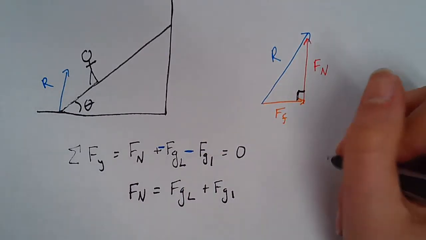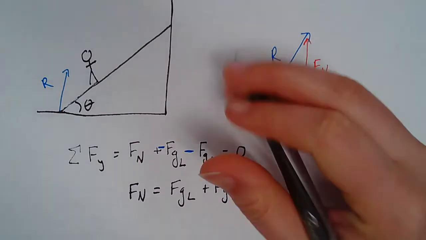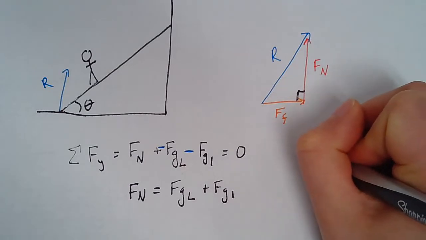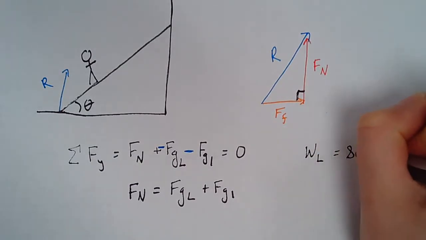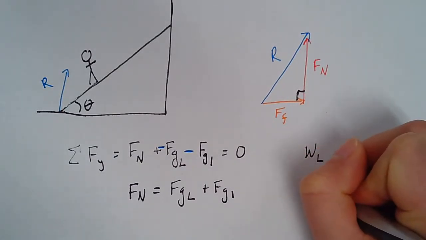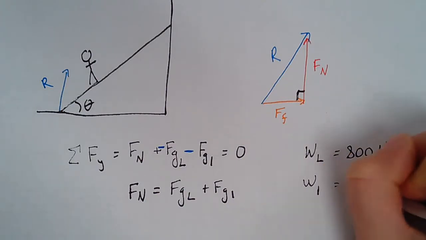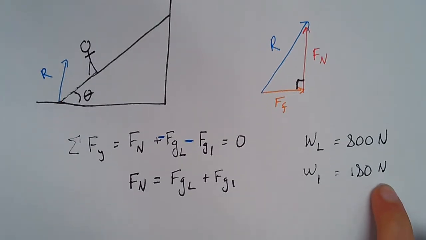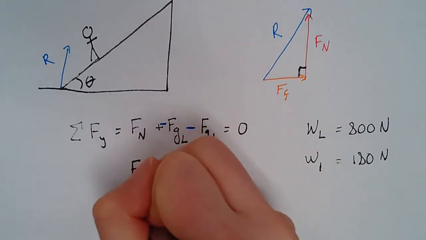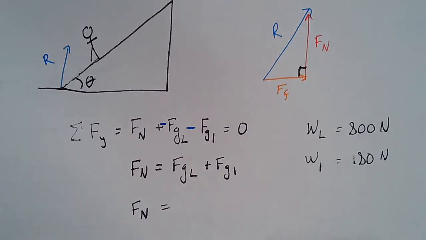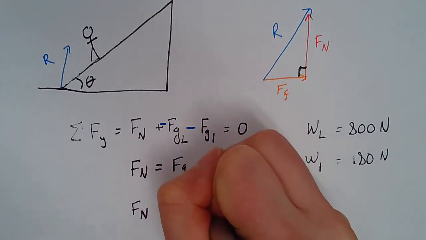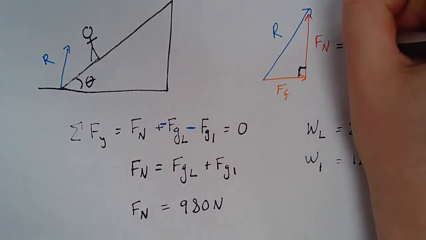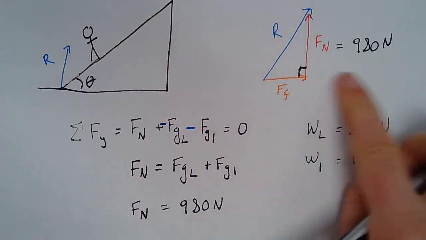Now, in the big wordy problem that they gave us, they told us the weight of Lancelot was 800 newtons, and they told us that the weight of the ladder was 180 newtons. So these are already in newtons, we don't have to convert, and so that means the normal force is just 980 newtons. We already have one side.